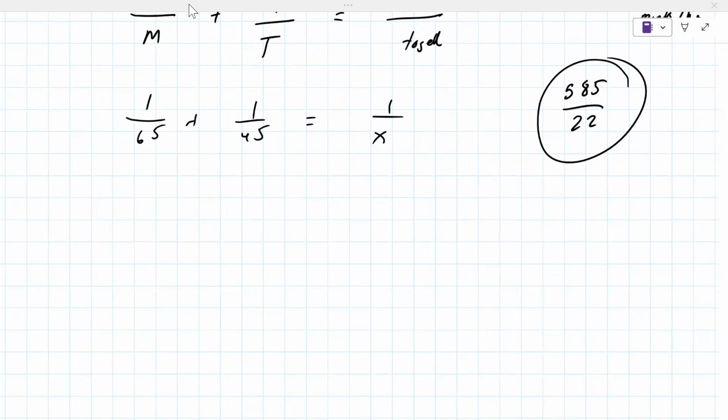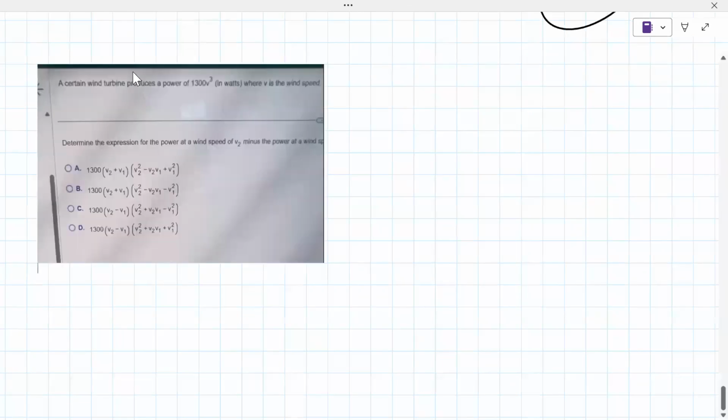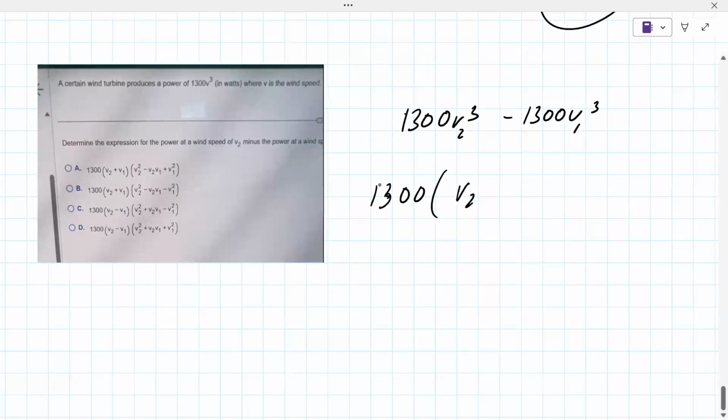All right. Somewhere they're saying it's 1300 V2 cubed minus 1300 V1 cubed. Is it V2 minus V1? That's one of the issues. So it's the other way, V2 minus V1. All right, so you can factor 1300 out, and that's why all of these have 1300 out in front. So that doesn't help, but that's the next step.